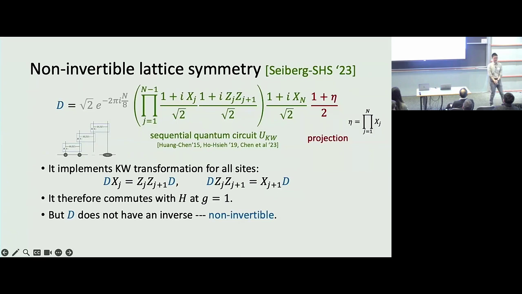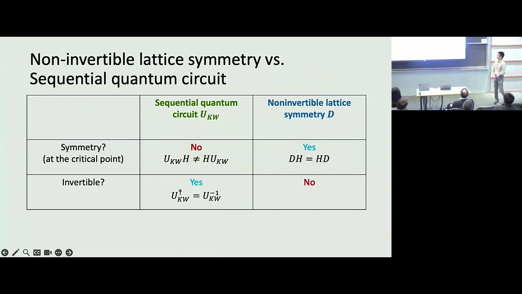Now, at this point, you might ask, look at this gigantic expression. Don't worry about the root 2. But if you look at this, why not just take the green part? That occupies most of the page. Why can't we just use this as the symmetry? So let's do some comparison between the sequential quantum circuit UKW and this non-invertible operator D. The sequential quantum circuit is in fact not a symmetry of the Hamiltonian. When you try to commute UKW through the Hamiltonian, they don't agree. You made a mistake at one point.